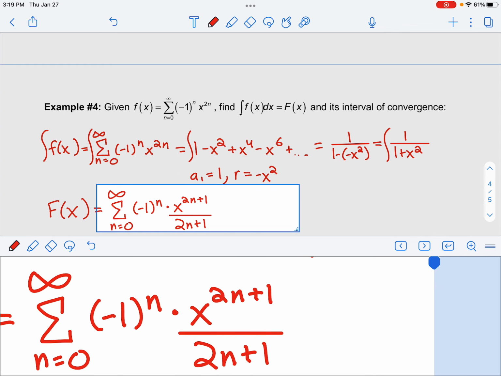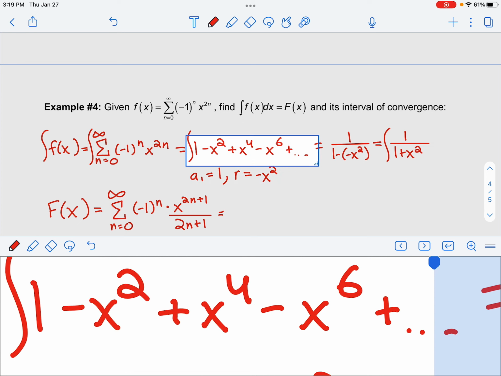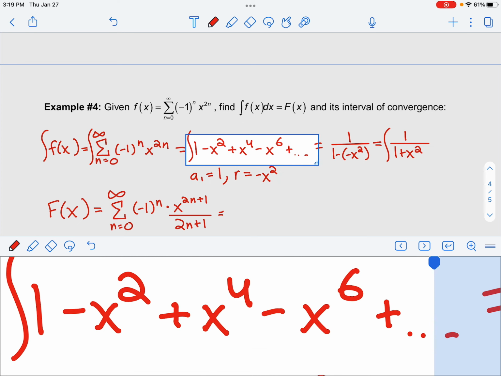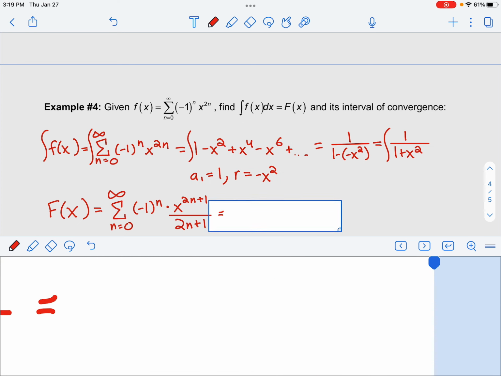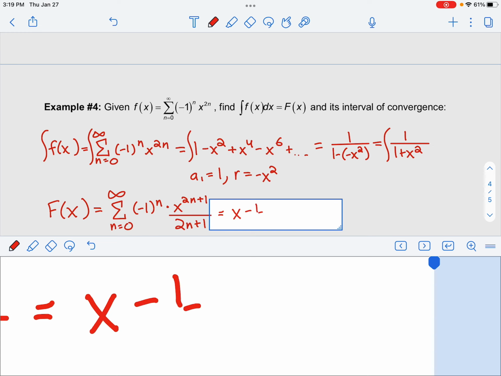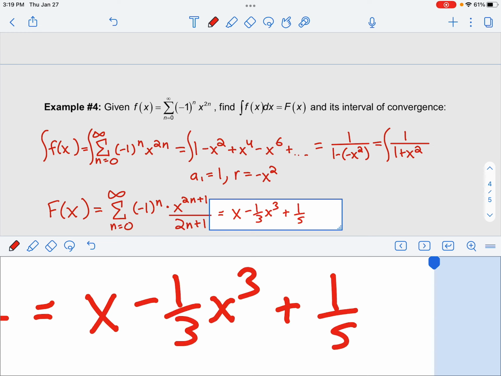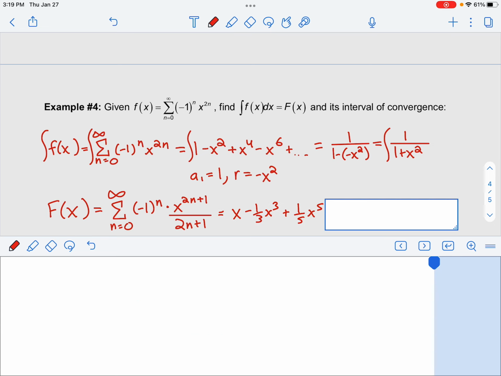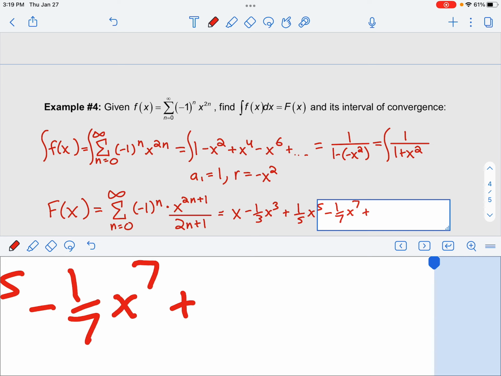So this is big f of x in sigma notation. And now, if you want, you can start plugging in 0, 1, 2, 3, etc. into this. Or you can just take the antiderivative of these terms, which would give us x minus 1/3 x cubed plus 1/5 x to the 5th, minus 1/7 x to the 7th, plus et cetera.